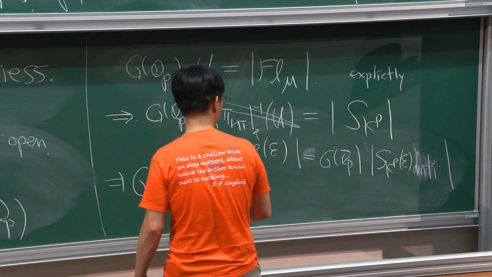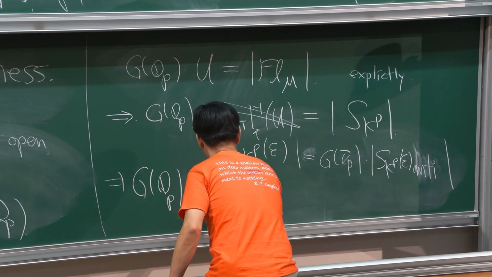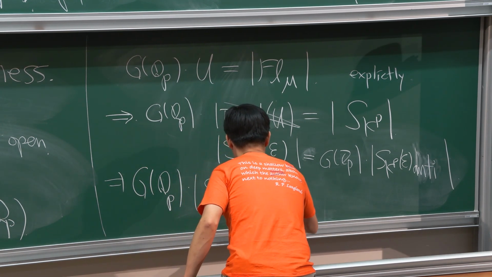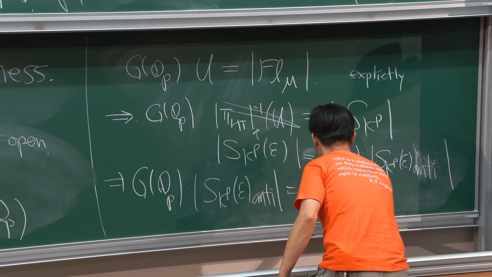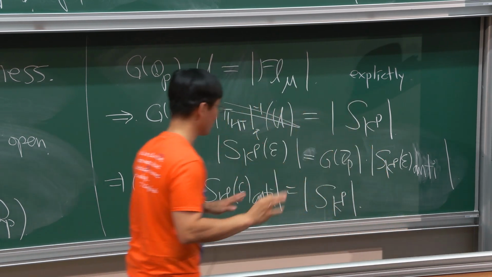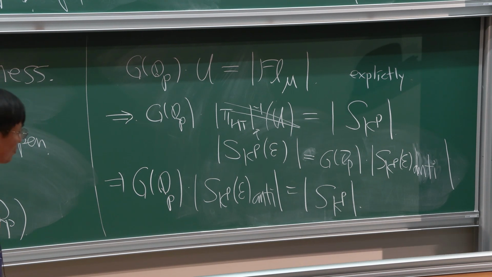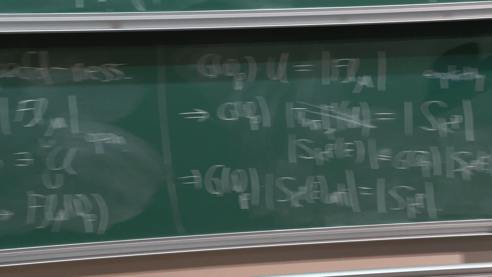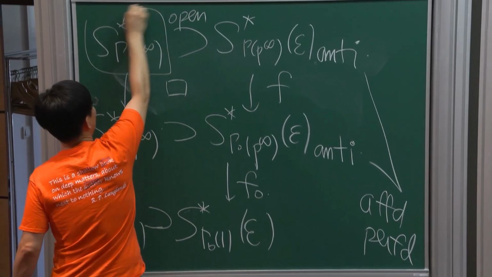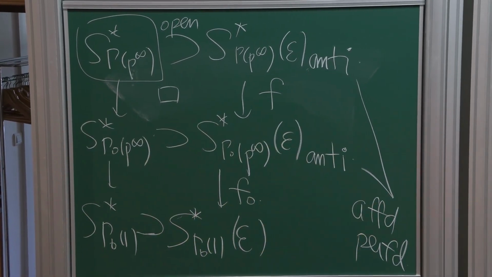So the conclusion is that this is the whole Shimura variety, at least away from the boundary. As a result, we have shown that this guy is, at least away from the boundary, perfectoid.